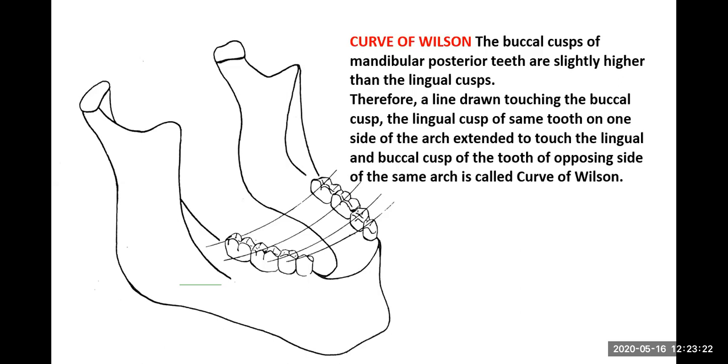So when the line is touching the buccal cusps of both sides and the lingual cusps, it is going to form a kind of saucer shape. And that shape, that curve, is called curve of Wilson. Let me read this. Therefore, a line drawn touching the buccal cusp and the lingual cusp of the same tooth on one side of the arch, if extended to touch the lingual and buccal cusps of the tooth of the opposing side of the same arch, is called curve of Wilson. Now you can know the distinction between the two, the curve of Spee and the curve of Wilson. Let me go back to curve of Spee.